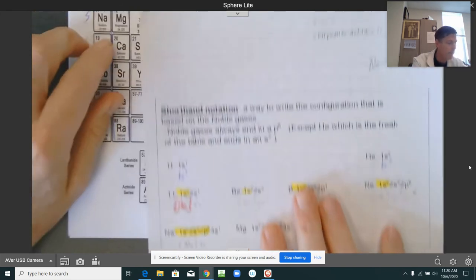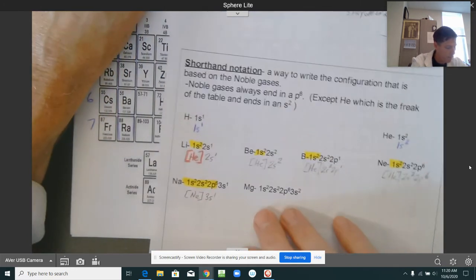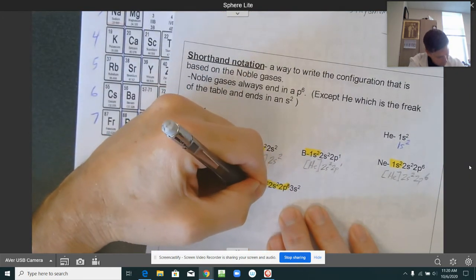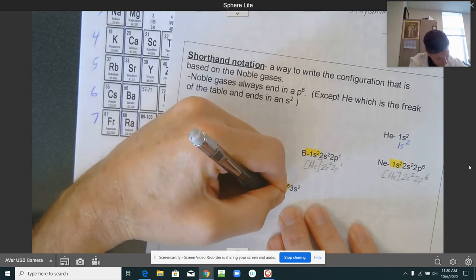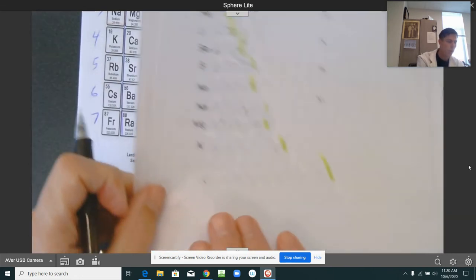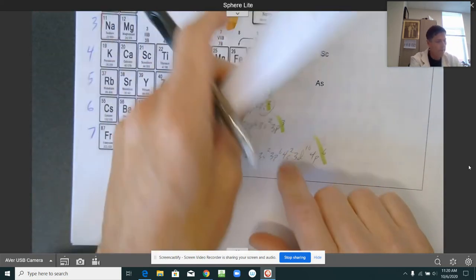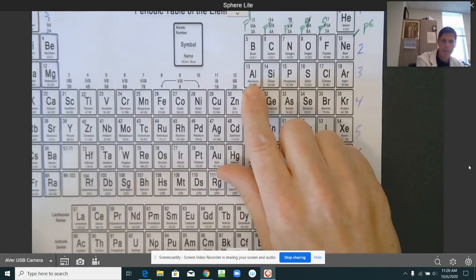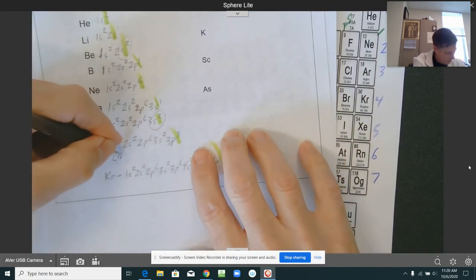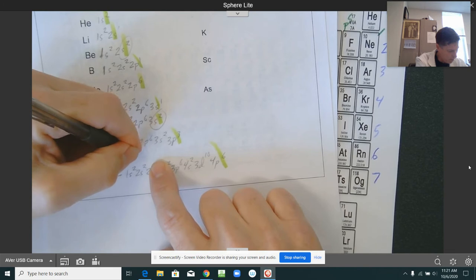Mg is going to do the same thing. Mg is right here, up one all the way to the end. We've got neon again, and we know neon ends in a 2p6. So we've got that. If we go back to some of these guys, aluminum's right here. Hey, it's right next to magnesium. What do you know? So it's going to end in neon. And we're going to then do whatever's left. So 3s2, 3p6.